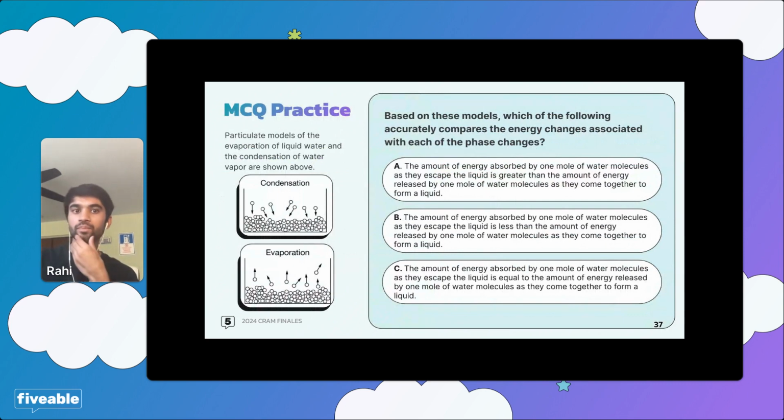Okay, so I'm going to give you guys a couple minutes. There's not a timer on the screen right now, but that's fine, because there's a timer in my heart. So based on these models, look at the models off to the side. Which of the following accurately compares the energy changes associated with each of the phase changes?